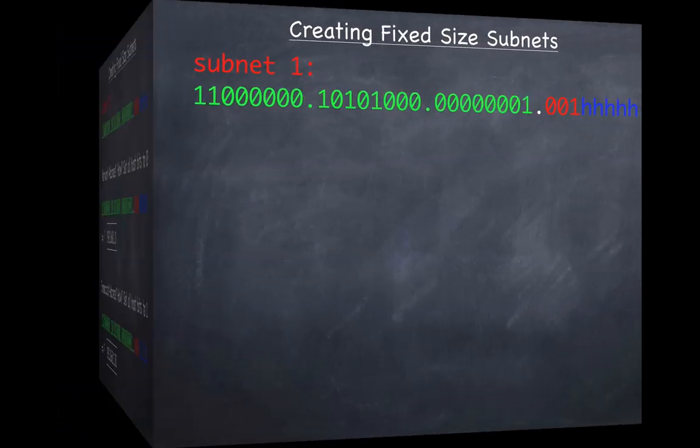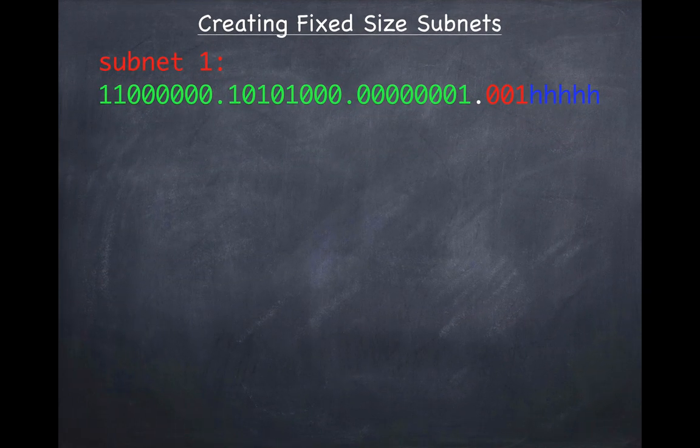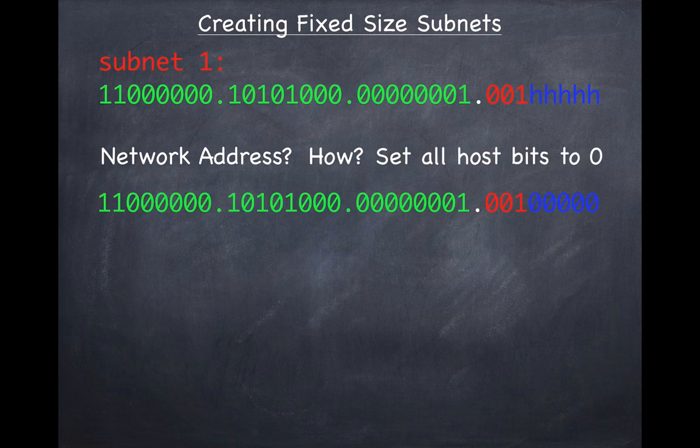If we look at subnet 1, notice that we now have 001 in the subnet bits for subnet 1. To get the network address, again, we set all the host bits to 0. This is what we would have. Converting that to decimal dotted notation would give us 192.168.1.32. Another good check is this value should be one more than the broadcast address for the previous subnet, which was 1.31. So that is correct.